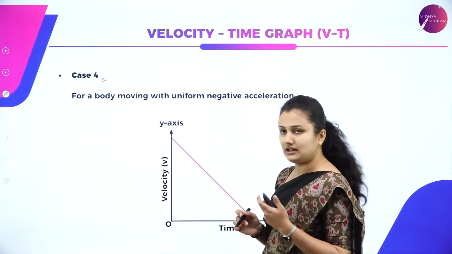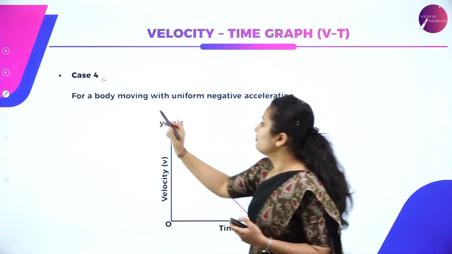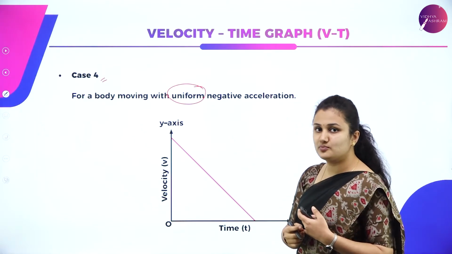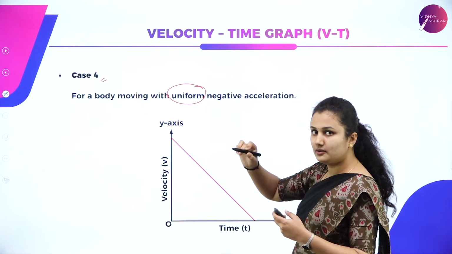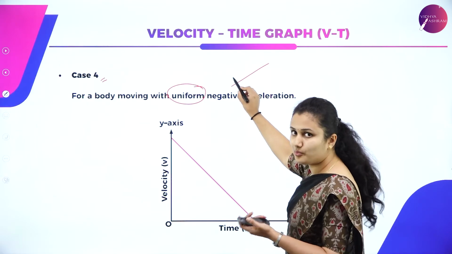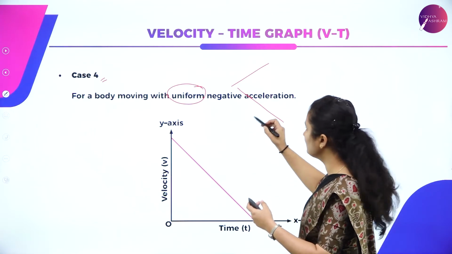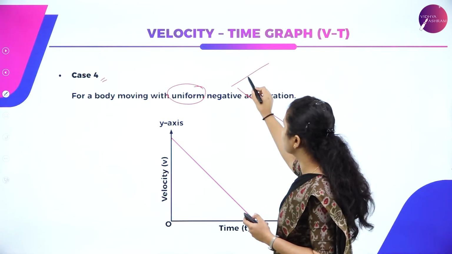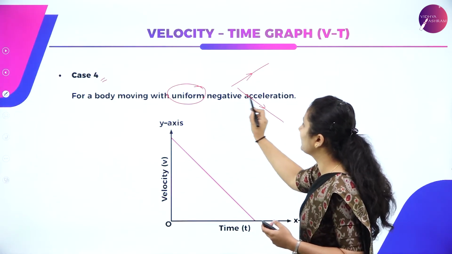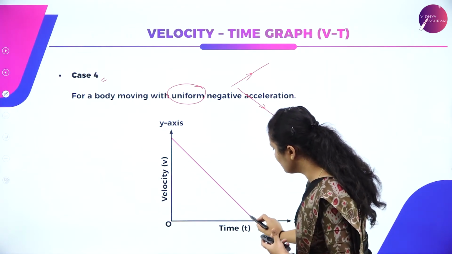Next you have case 4. What does case 4 tell us? For a body moving with uniform negative acceleration. What is this? Positive is a straight line going upward like this. When you talk about negative, you have just the opposite of positive: you get a line towards downward, indicating a downward arrow. In case it's positive, it is a straight line going up. So this is a body which is moving with uniform negative acceleration.